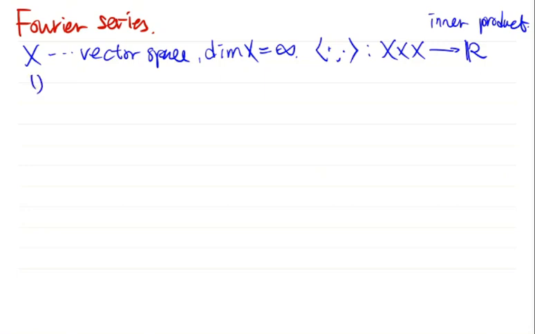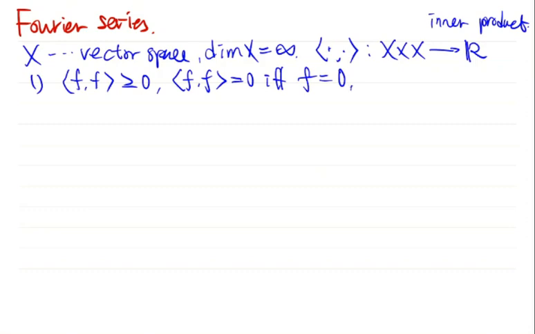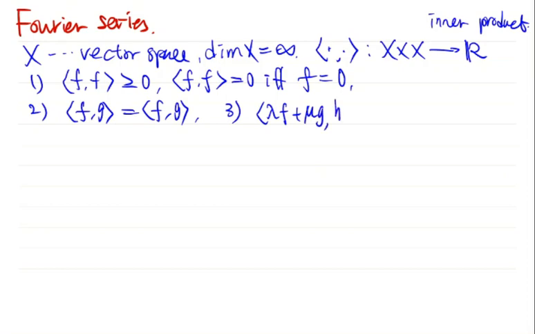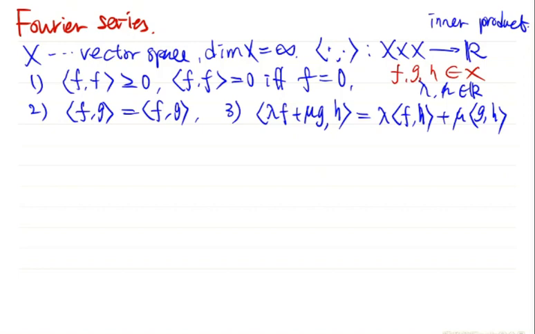The first condition is that the inner product of any vector with itself is non-negative, and the inner product is 0 if and only if f is the 0 element. The second assumption is symmetry. You can switch f and g, the result is unchanged. The third is linearity. The inner product of lambda f plus mu g with the third vector h equals lambda times the inner product of f and h plus mu times the inner product of g and h. Here lambda and mu are real numbers, and f, g, h are vectors in X.